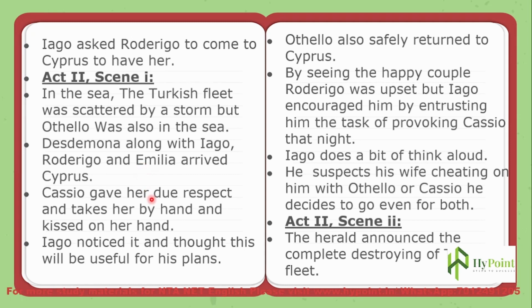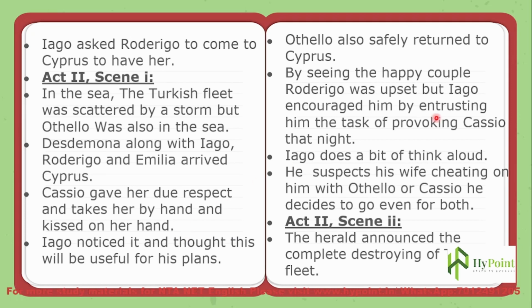And Cassio gave her due respect, took her by hand and kissed her hand. So what happens? It was a custom there. Kissing a lady's hand is not at all an offensive thing in their land. It is a custom in their culture. Maybe in our culture it is not proper, but it was the proper way to give respect to a lady in their time. And Iago noticed it and thought this would be useful for his plans.